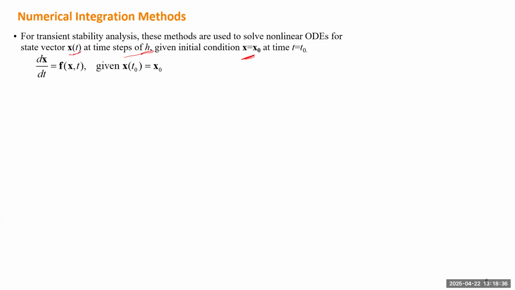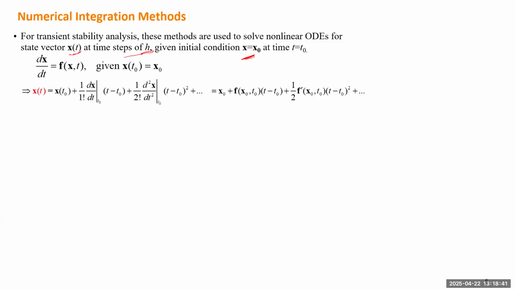And we need to know the initial condition. Okay, so how do we solve this equation? One idea is that the solution of the state vector as a function of time can be approximated by a Taylor series expansion. So this is the solution, which is a function of time, and it can be expanded by this series. We'll have the initial state, a first order approximation, a second order approximation. That's basically just the Taylor series.